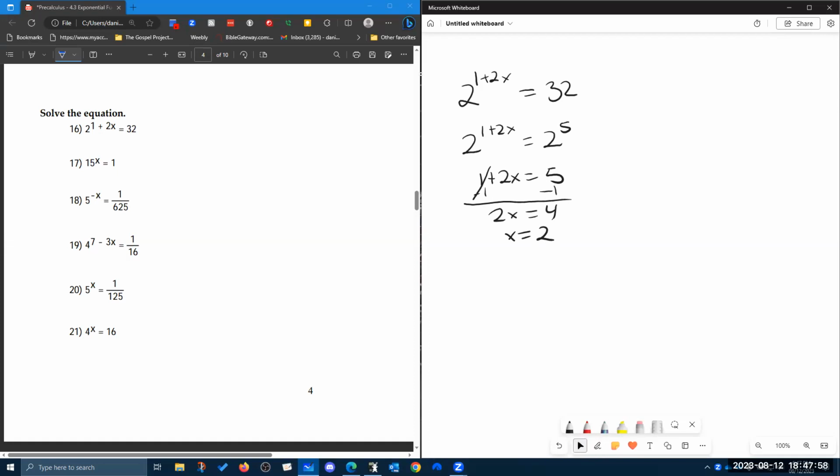I haven't done anything with inverse functions here yet because we don't know what the inverse of an exponential function is yet. That'll be in the next set of worksheet problems that we do when we talk about logarithms. So for our next problem, 15 to the x is equal to 1. Well, anything to the 0 power is 1. So I'll write that as 15 to the 0 power, and then x is going to be 0.